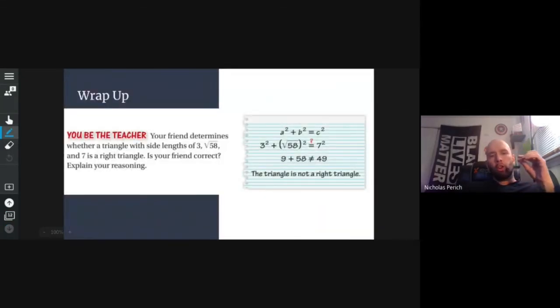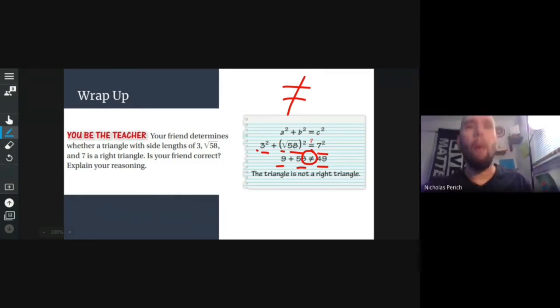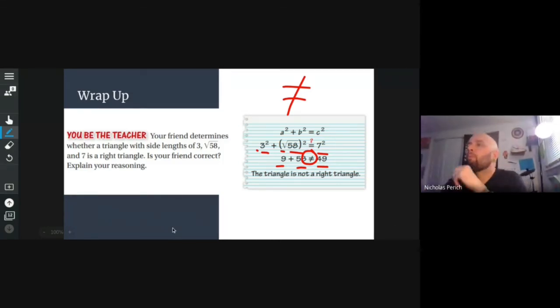So your friend determines whether a right triangle with side lengths of 3, the square root of 58, and 7 is a right triangle. They did it right. They said 7 has to be the longest. 3 squared is 9. The square root of 58 squared is 58. 49 is what you get. They don't equal each other. That symbol means is not equal to, so it is not a right triangle. Okay.